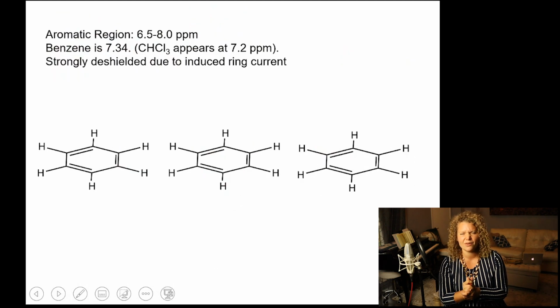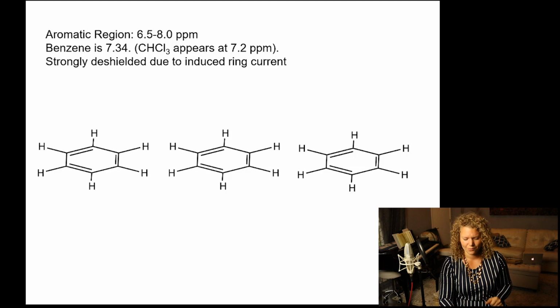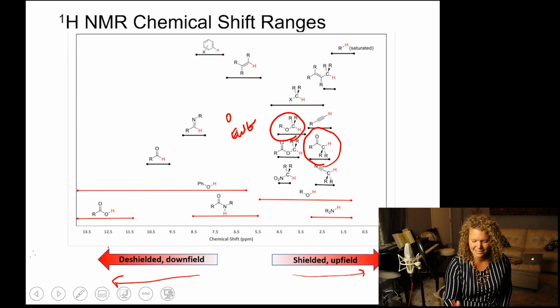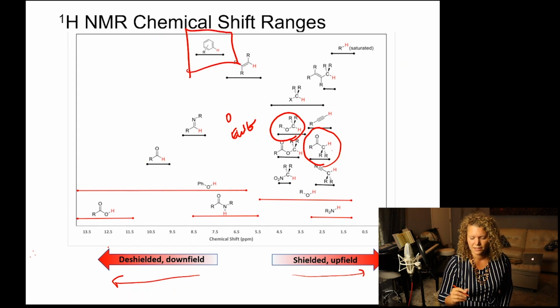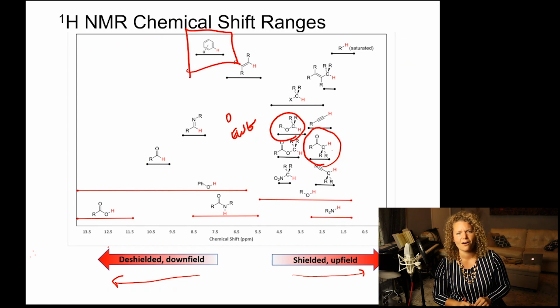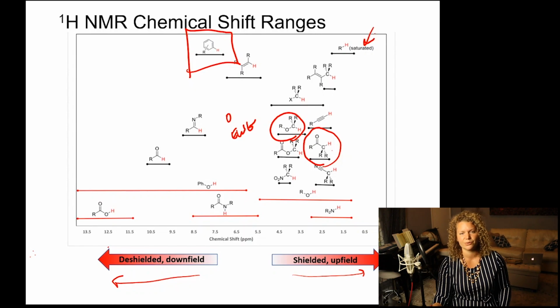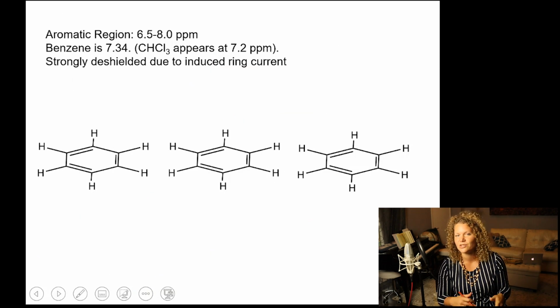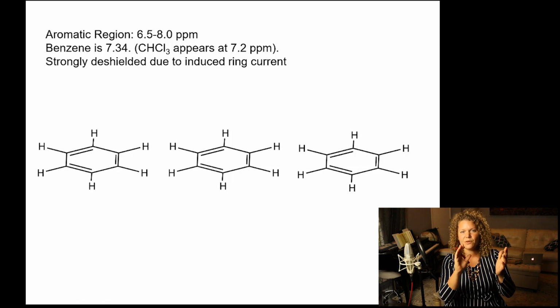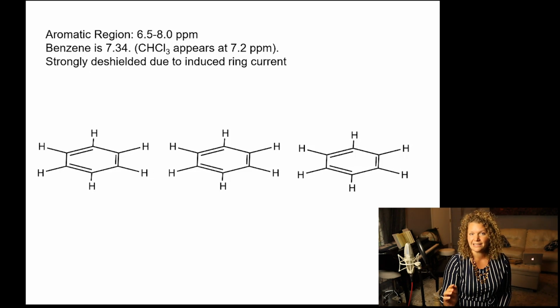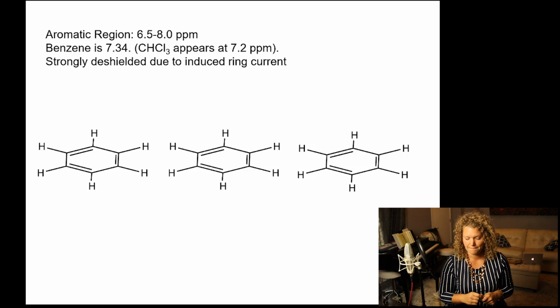Let's talk about another topic in NMR. One of the things you might have noticed in this appendix is that our benzene shifts pretty far downfield compared to, say, a saturated alkyl group. They're typically in the range of around 6.5 to 8 ppm. The range depends a lot on the functional groups that we have bound to that aromatic ring. Benzene is at 7.34 ppm.